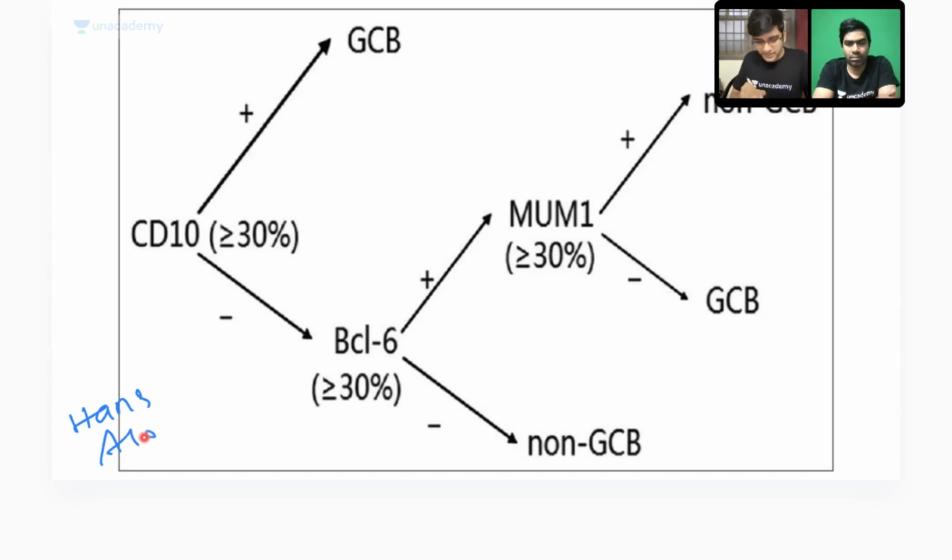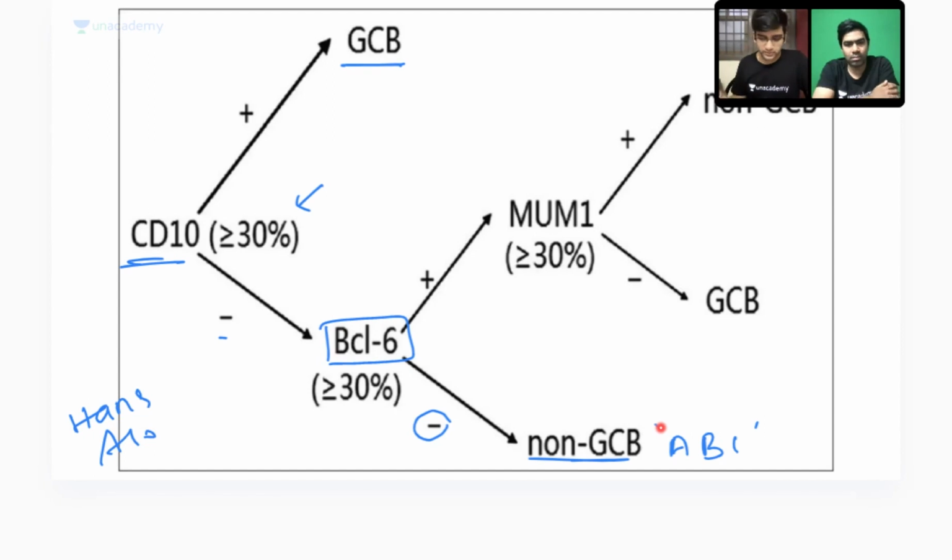If CD10 is positive, the percentage required is more than 30% of the DLBCL cells should be CD10 positive. Then yeah, I'm going to directly call it a germinal center B cell type, right? If it is negative, I'm going to apply the second germinal center marker, BCL6. If that is also negative, I'm going to say it's a non-germinal center neoplasm, activated B cell type. Non-germinal center is also called ABC, activated B cell, which is post-germinal center cell.